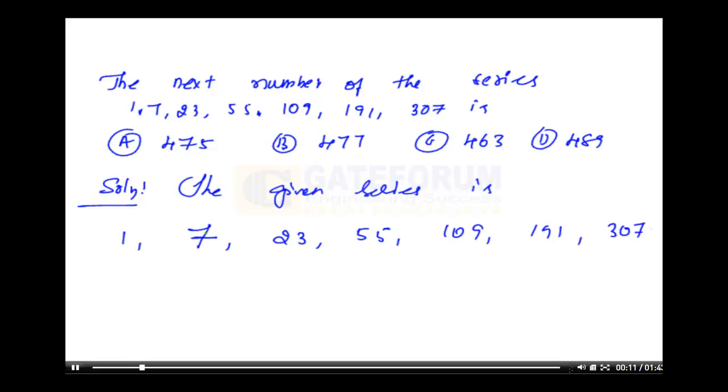Now let us try to see the pattern followed by these numbers. Now 1, we can write this 1 as 1 and 7. 7 can be written as 8 minus 1, which can also be written as 2 cube minus 1. Now 23. 23 can be written as 3 cube minus something. So as the second term is 2 cube, I am taking the third term as 3 cube minus something.